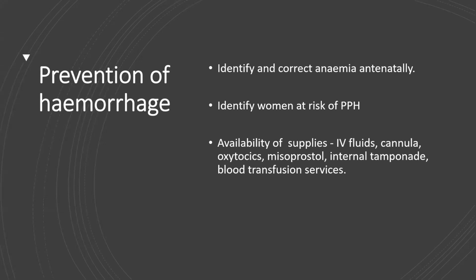The other important thing is to have supplies. We must have oxytocin in our peripheral hospitals, in our clinics, in our hospitals. Internal tamponades should be available for nurses, midwives, everyone who works in the obstetric unit. Transfusion services should all be available throughout any institution that delivers babies.